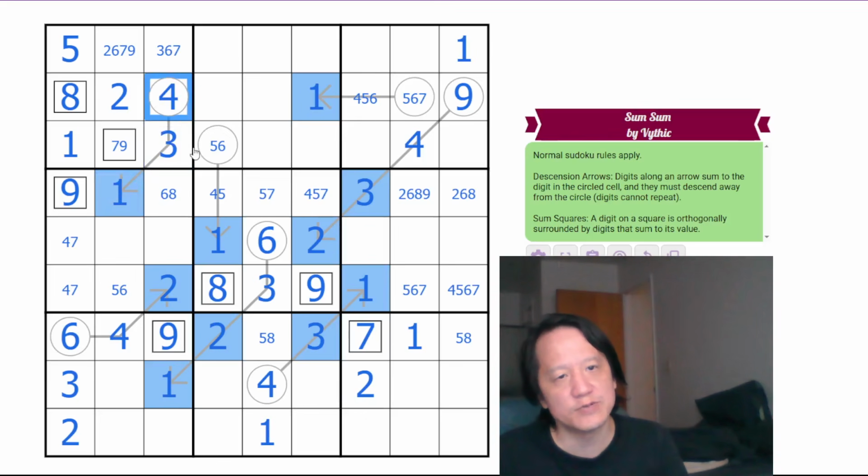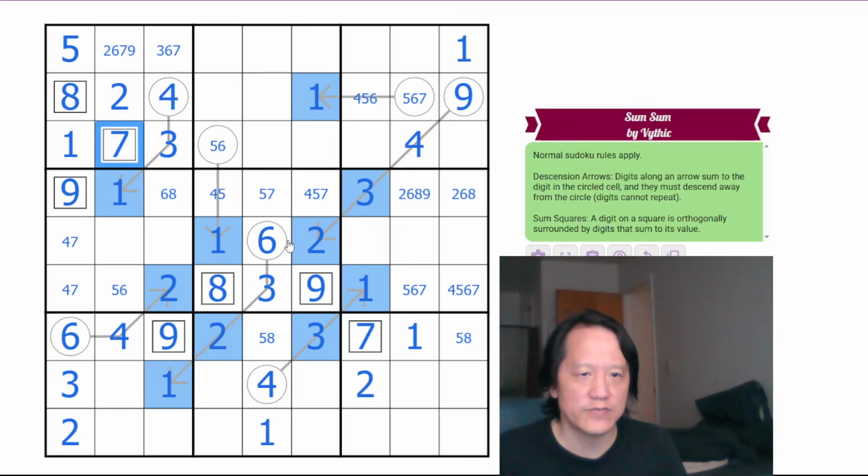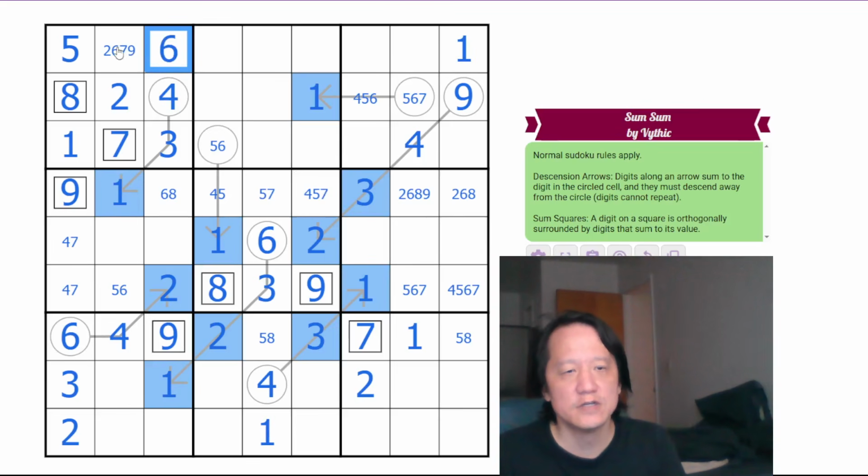1, 3 adds up to 4 here. And 1, 3, 1, 2 adds up to 7. So this is 7 there. No more 2 or 7 here. No 3 or 7 here, so this is 6. That forces this to be 9. 4 eliminates 4 here, so this can't be 1, 4 adding up to 5. 6 eliminates 6 here, so that's 8. No more 8 or 9 in row 4 because of the 8 and 9 there.